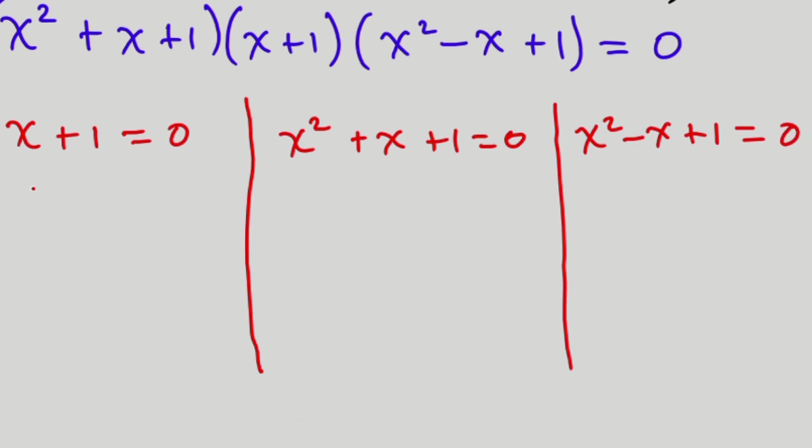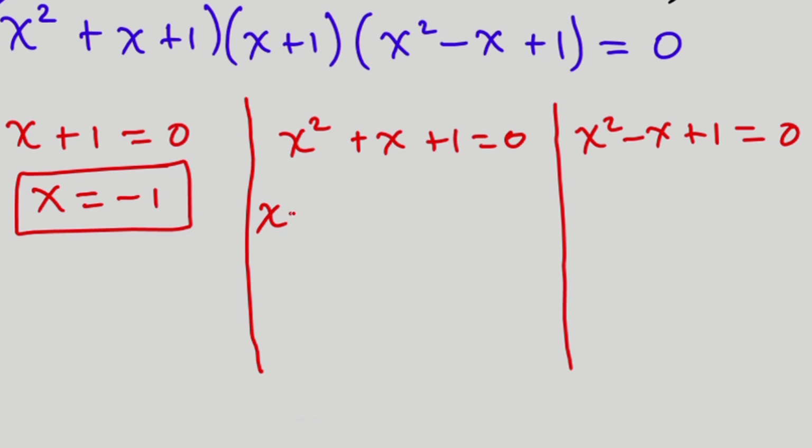With this one, it is very simple. X is equal to negative 1. Then with this equation, we're going to make use of the quadratic formula, which is equal to minus b. B is positive 1, so it will be negative 1. Then plus or minus square root of b squared, we're going to have positive 1. Then minus 4 times a times c, they are all 1, 1. So we're going to have minus 4 divided by 2 times 1.